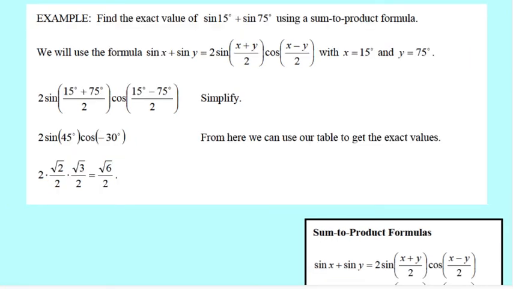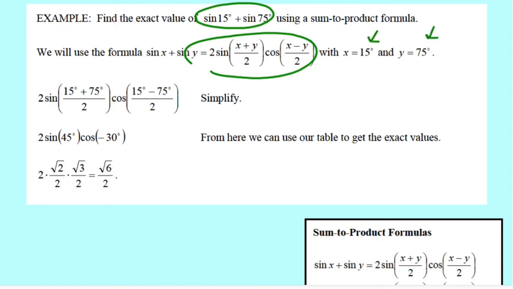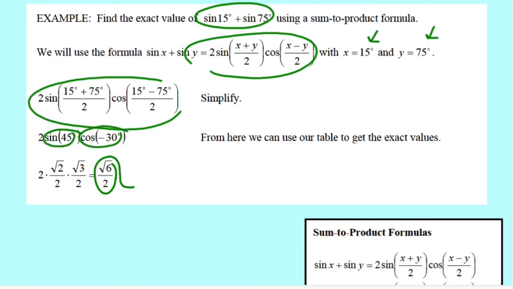Here's just one more I found. Sine of 15 degrees plus the sine of 75 degrees. Here's the formula we'll use. There's our x, there's our y. We substitute it in and simplify, and we get an answer because we're using the formulas of the exact values for the sine of 45 degrees, cosine of 30.